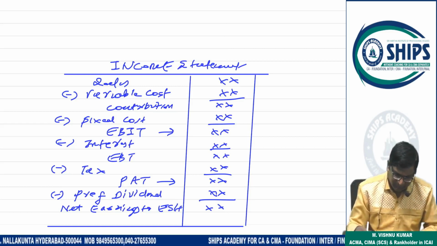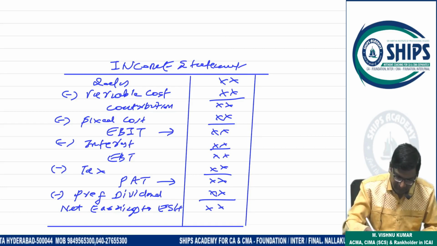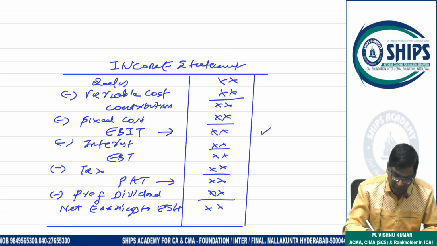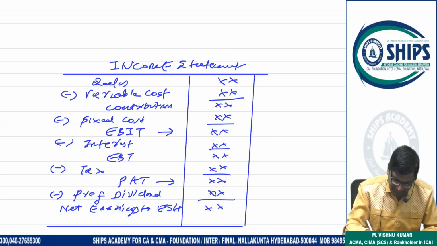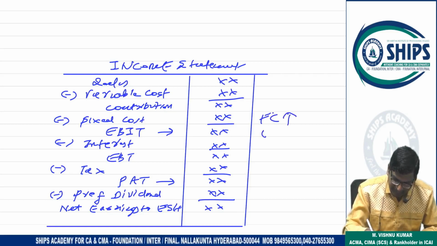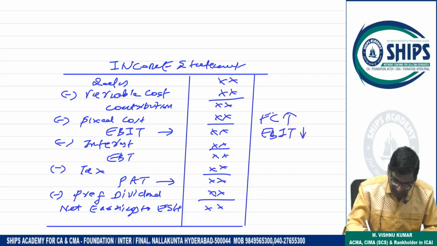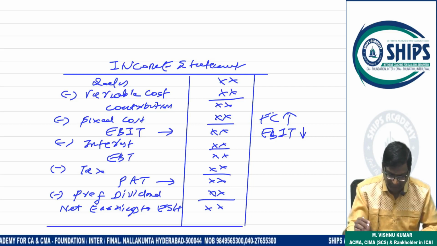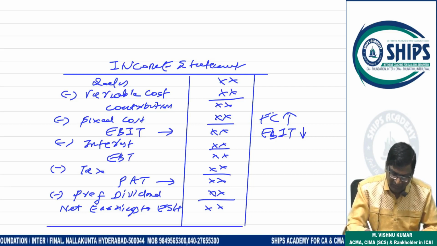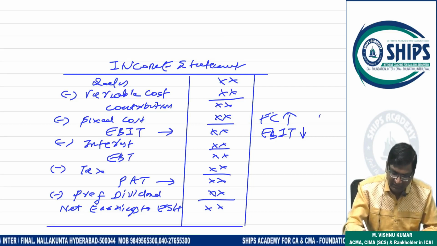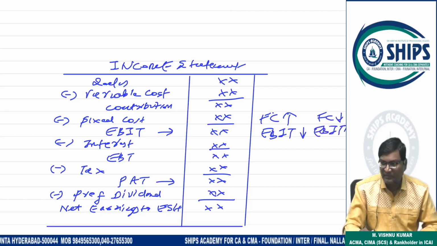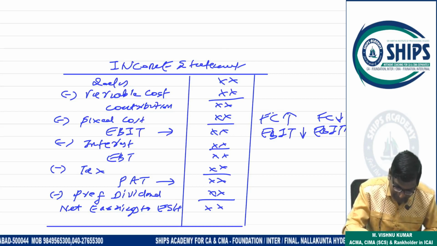Okay. So try to understand now what I am saying. So contribution minus fixed cost, what is coming? EBIT. Suppose my fixed cost is increasing, so my EBIT will increase or decrease? EBIT will decrease. Simply. Because contribution minus fixed cost gives EBIT. If fixed cost increases, EBIT will decrease. Similarly, if fixed cost decreases, EBIT will increase. So here also the explanation is given in the same way.